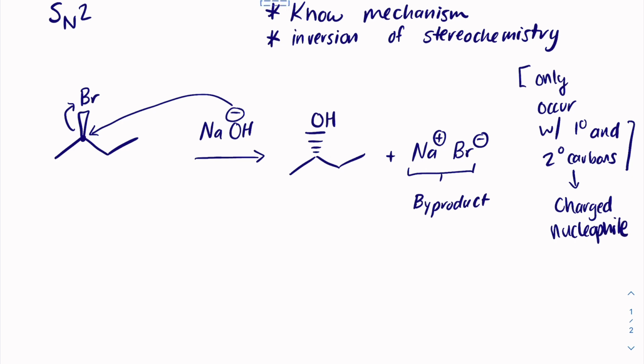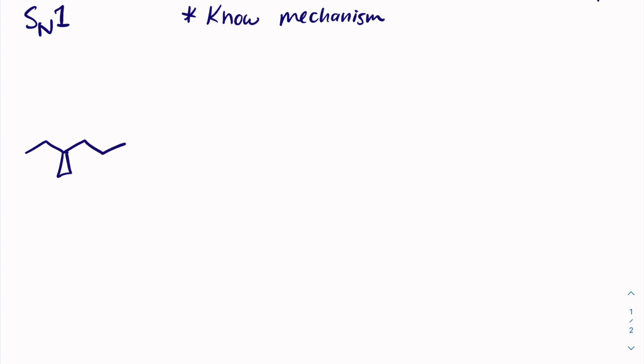Okay. Now, with SN2, there's also SN1 reactions. And with SN1 reactions, I'm going to have you know the mechanism. And so as an example, say we had this. And with an SN1 mechanism, typically you're going to have a neutral, or not charged, nucleophile, which is just a weaker nucleophile. And if you may remember, the first step in an SN1 reaction is that the leaving group leaves.